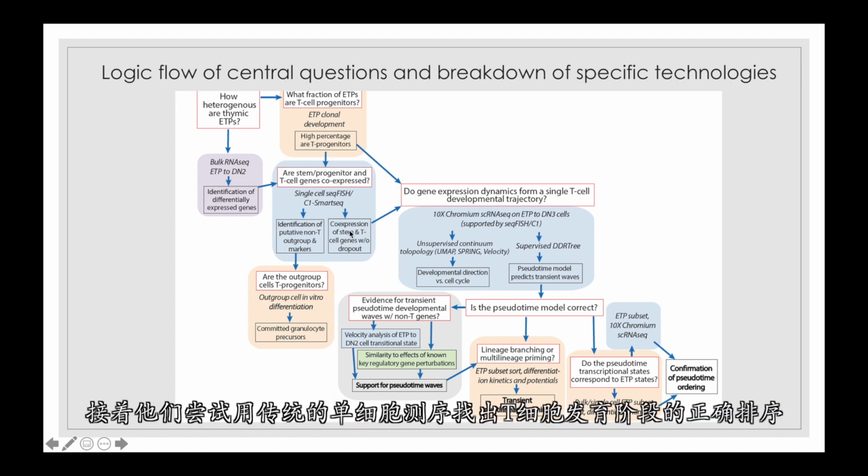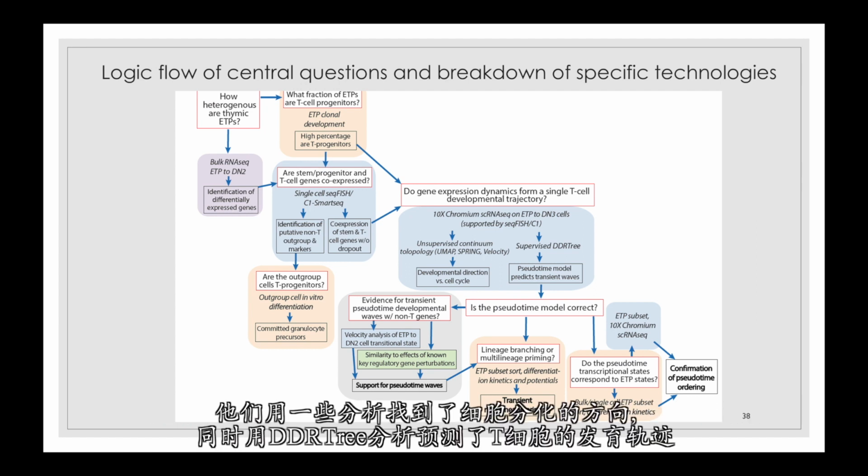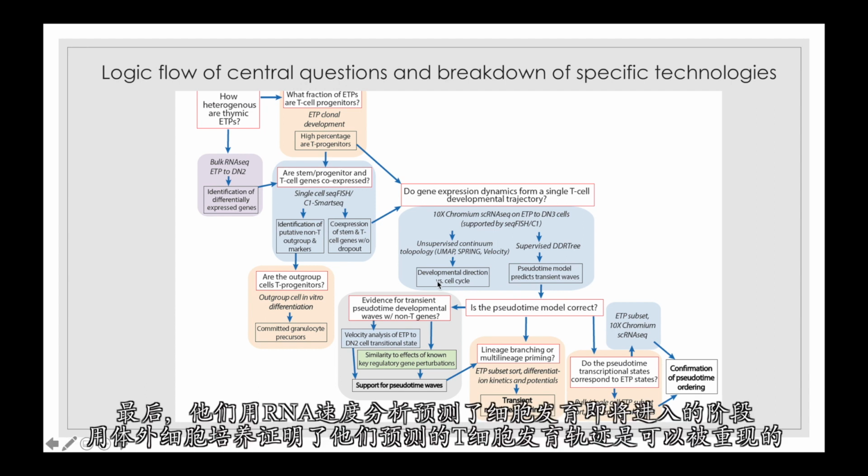They are trying to use the classical single-cell sequencing technology to find the correct order of the T cell development. They use the analysis to find out the cell changing directions and also use the DDR tree analysis to find out the trajectory that the cell may take. After that, they use the velocity analysis to find out the differentiation status the cell may take, and use in vitro cell culture and single cell sequencing to confirm that the pseudotime they found is true for the real transition of the T cell lineage differentiation.